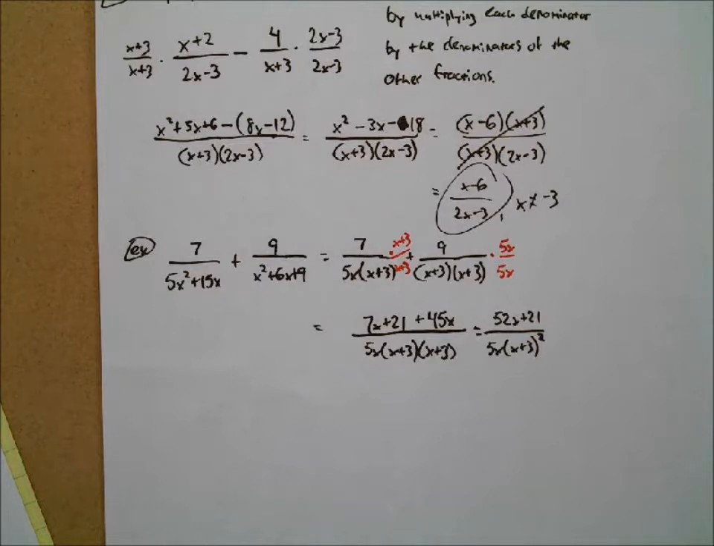Can we factor that numerator anymore? Yeah, I don't think so, right? 21 is divisible by 3, but 52 is not. 21 is also divisible by 7, but 52 is not. So yeah, we're kind of done there. All right, and there's our final answer.